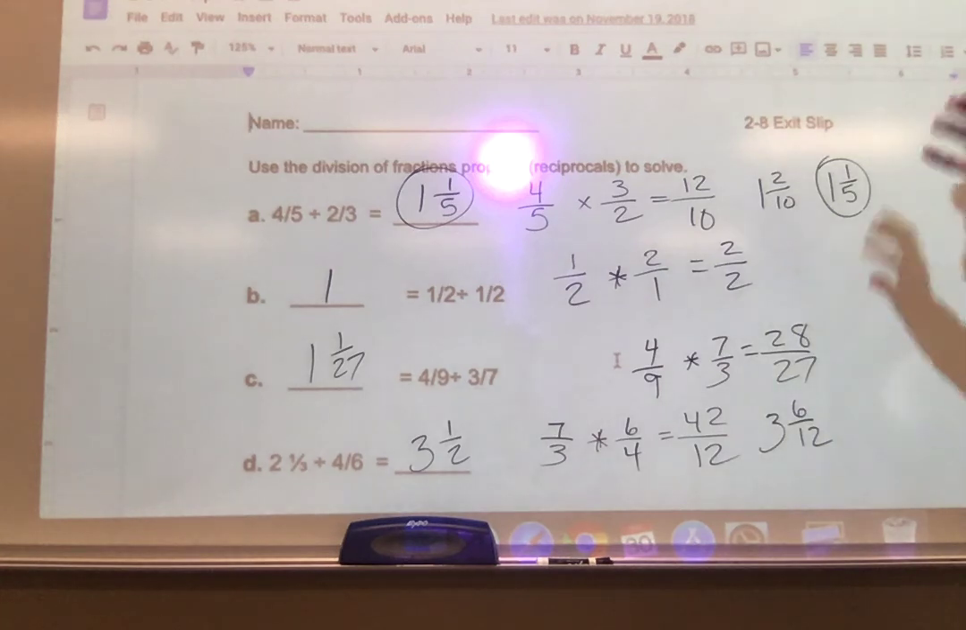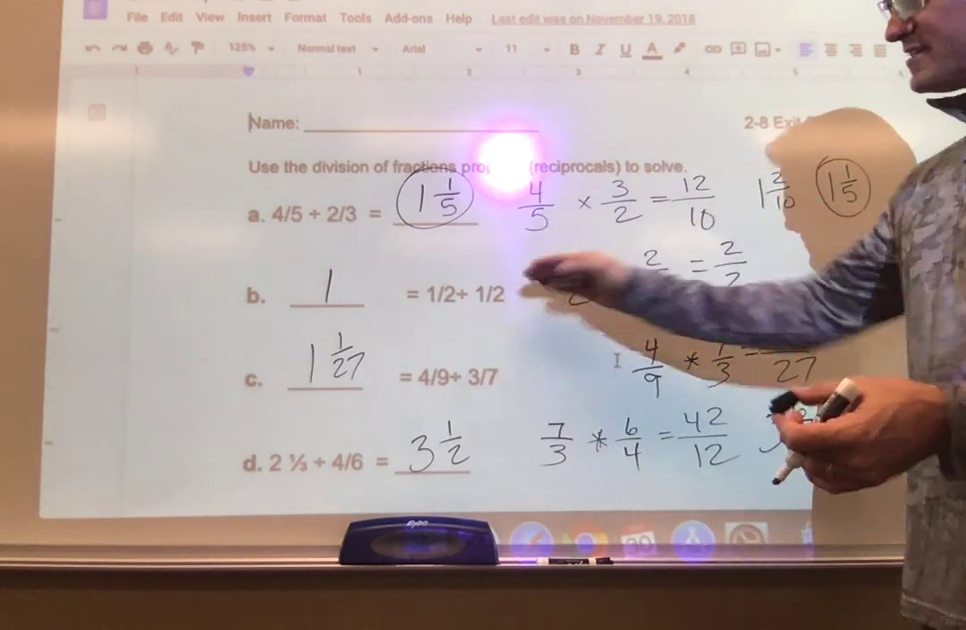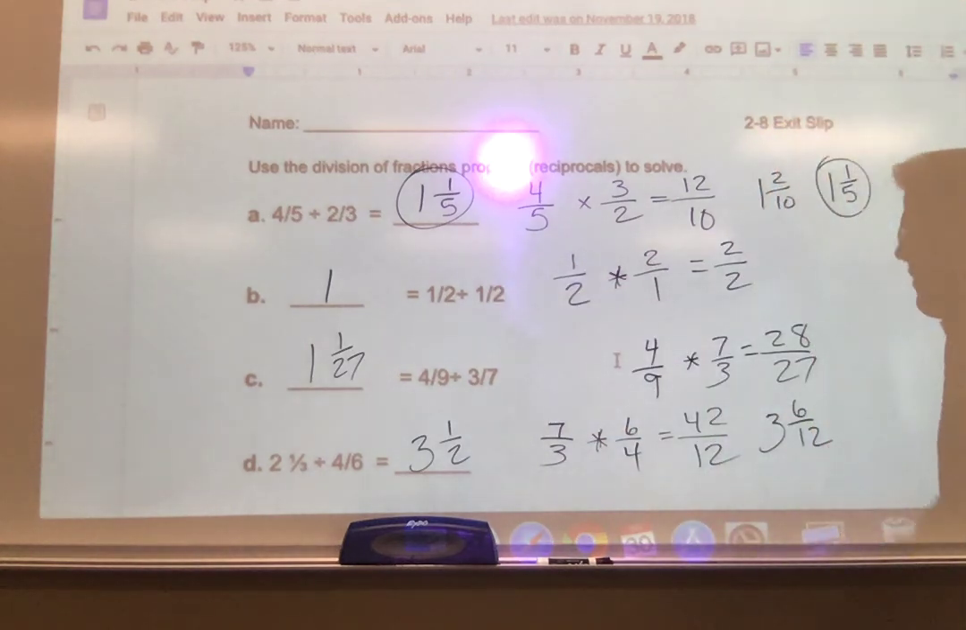And basically, guys, all of these, except for this one, when the numbers don't get along very well, you're probably going to use this reciprocal process here to solve these, especially when the numbers keep getting bigger and not getting along very well.